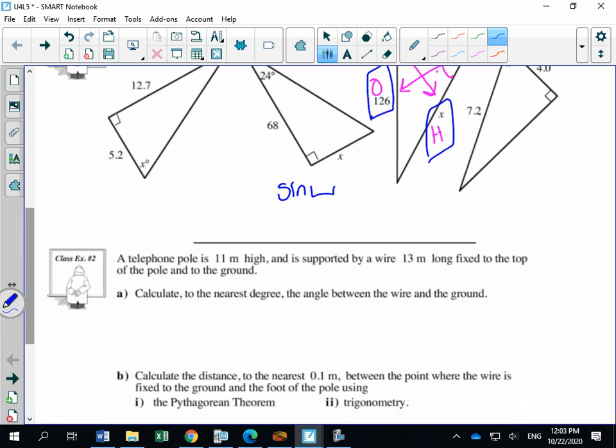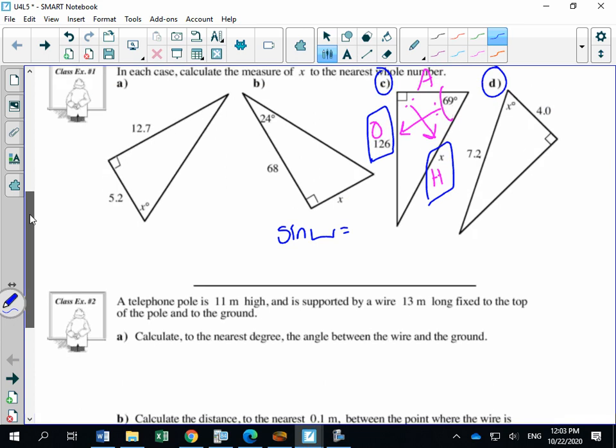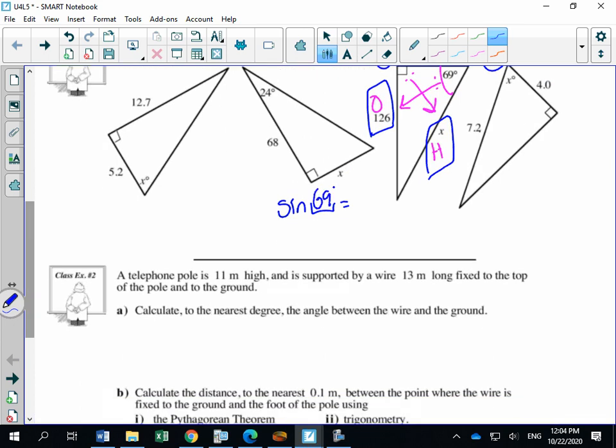The sine of my given angle, which just happens to be 69 degrees, is equal to O over H. I'm not going to write O over H. Cohen, what am I going to write? Okay, I need to solve for x. X is on the bottom. Piper, what do you want me to do to get x by itself? Yes, this guy switches with this guy. So x is equal to 126 divided by the sine of 69.